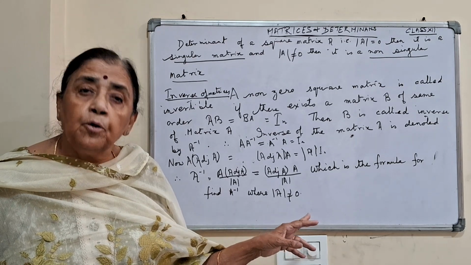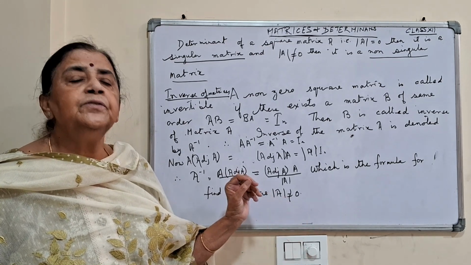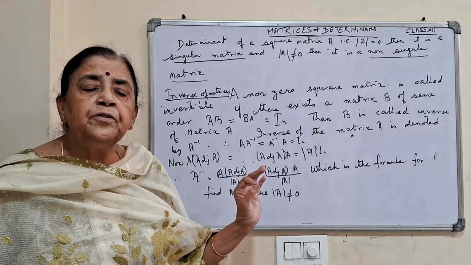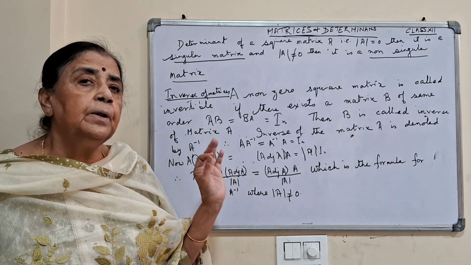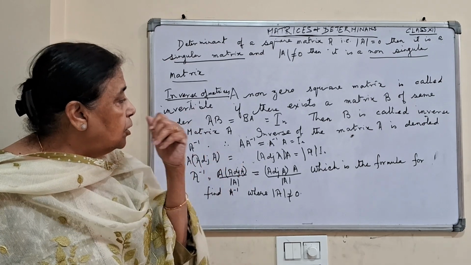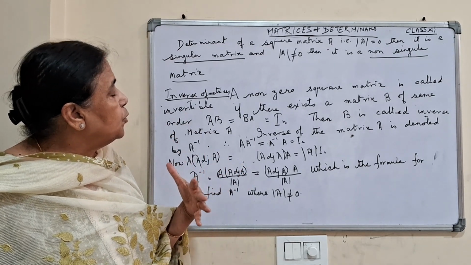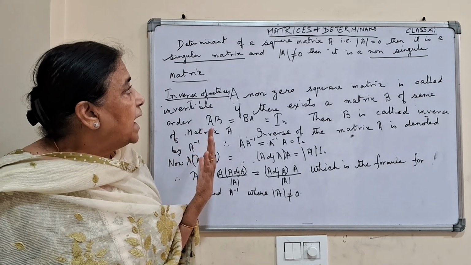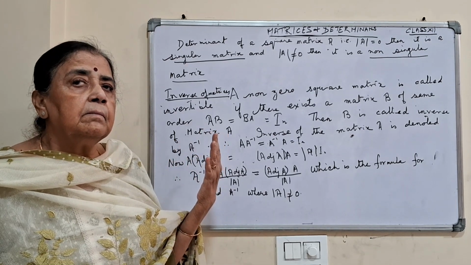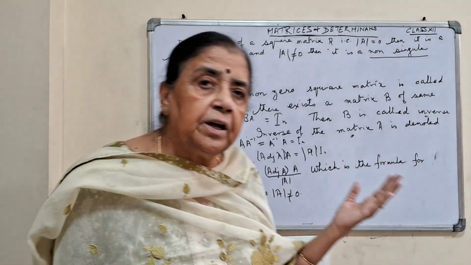That means it is a non-singular matrix. Non-singular means the determinant will not be 0. Okay, so I think all of you have understood it. Next time I am going to start the sums on the inverse, how to find the inverse.